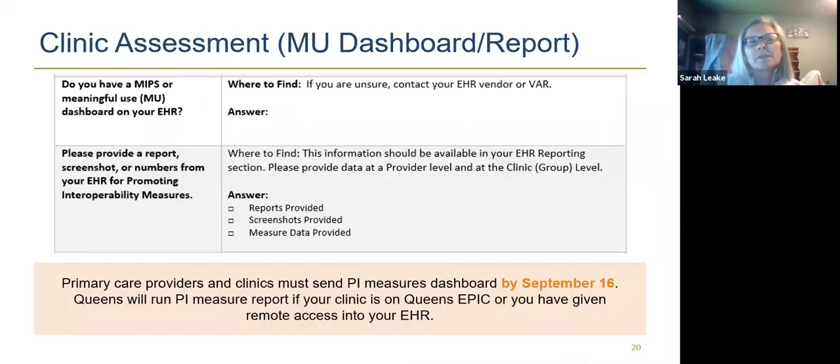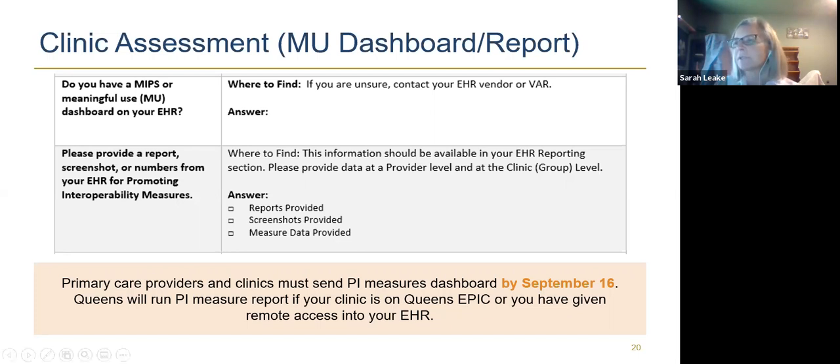So again, on the clinic assessment, there were some questions about a dashboard for your EHR. That's where you would find these measures and how you are performing for these different measures. And it has been requested that you do provide a report. Now, if you are in the Queen's Epic system or you have given remote access to the Queen's MSSP, then you would not have to do this. But if you're on a different EHR system, they're asking to please provide a screenshot of your promoting interoperability measures by September 16th.